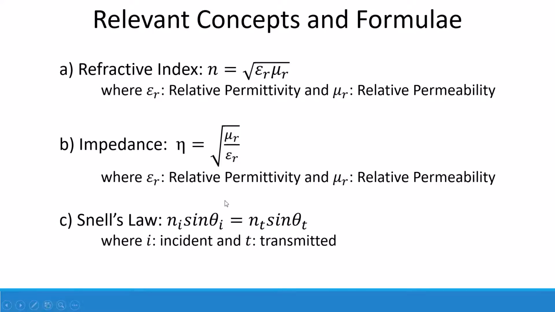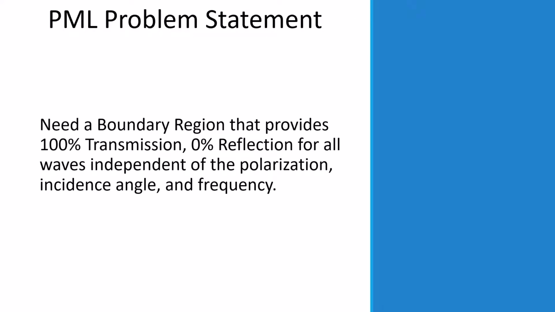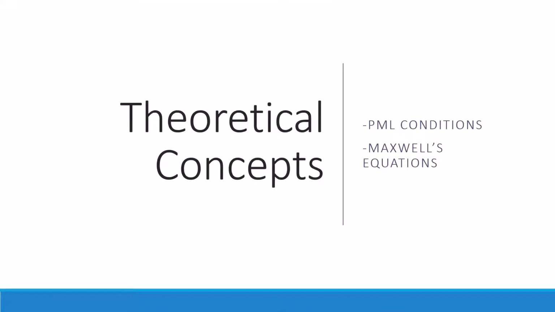So something to keep in mind as we go through the rest of the theory here. The problem statement for the PML is we need a boundary region that provides 100% transmission, so absorbing all waves, 0% reflection, and we want this to occur regardless of the polarization, incidence angle, and the frequency. So moving on to the theory here, we'll talk about the conditions for controlling the PML and how the PML relates to Maxwell's equations and the update equations.